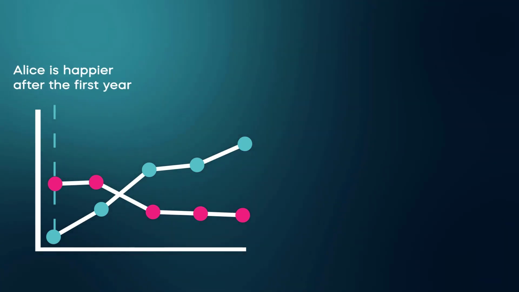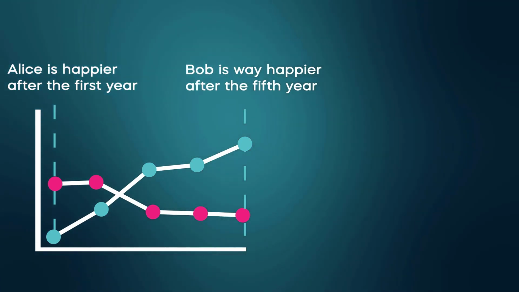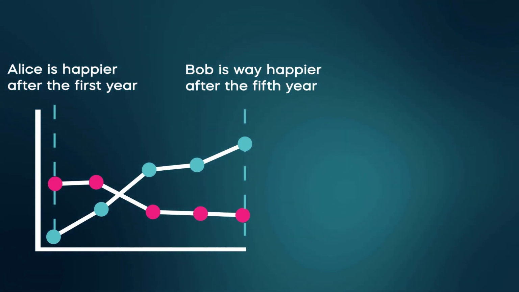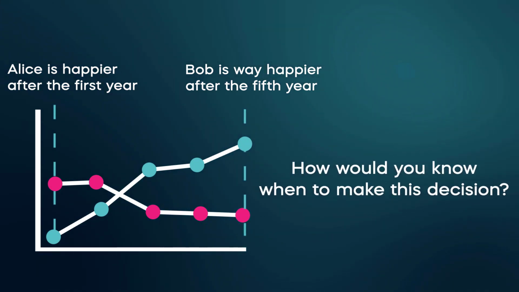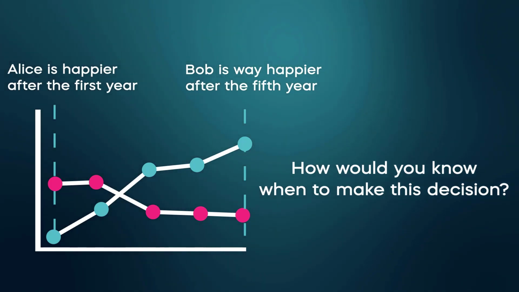But what if you had looked at the happiness level over time for Alice and Bob at a different point in time, and you would notice that Bob is actually much happier than Alice? Should you have made the decision at this point or at the later point in time? How would you know when you should make this decision? How would you know when you should stop the experiment?